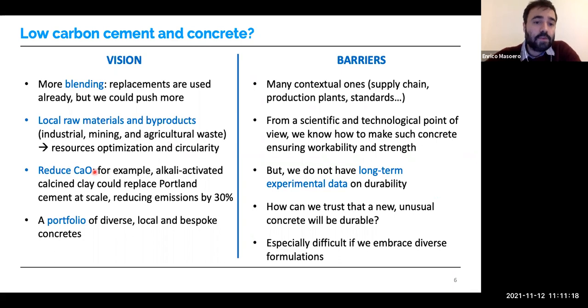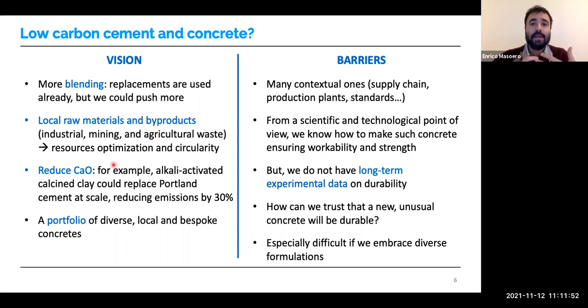We can also try to reduce calcium oxide in the formulation. One example is to move towards alkali activated clays, calcined clays. Potentially those alone could replace Portland production completely over the world. It is the only material that we have available in such a large amount that could completely replace Portland cement today. And alone, this one could cut emissions by 30%. So if on top of that, we put the byproducts, we could go beyond the target of 30% that we saw in the previous slide.